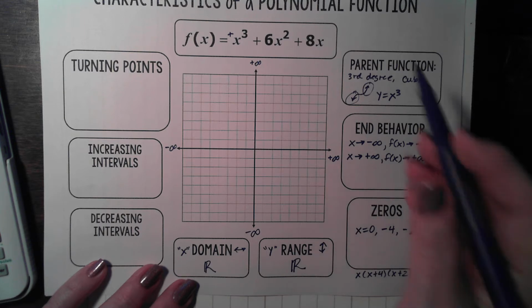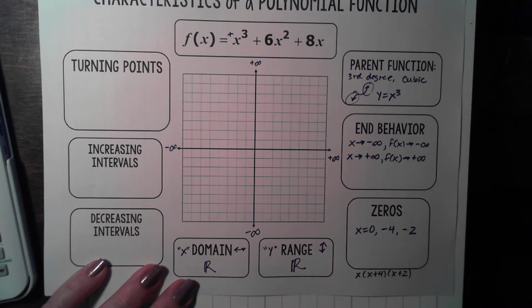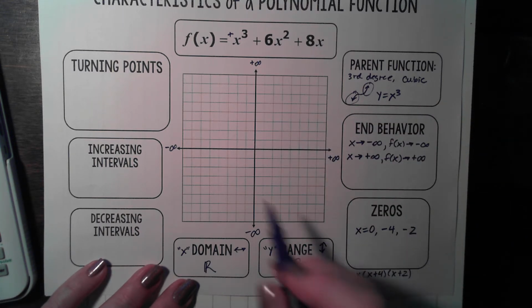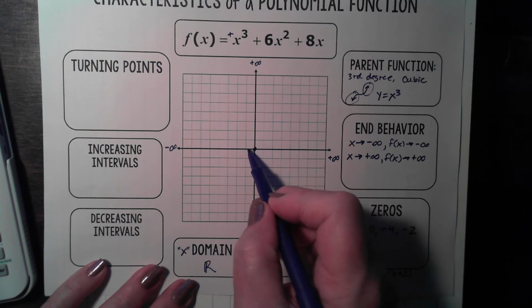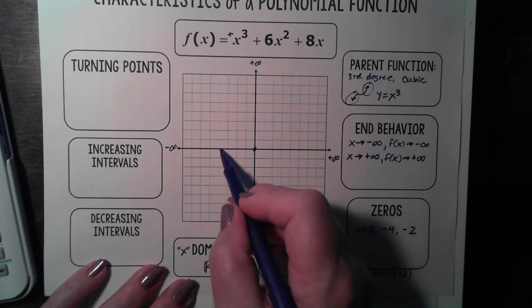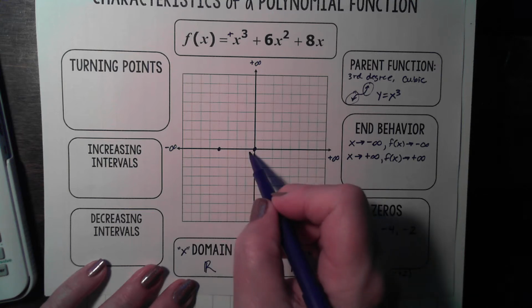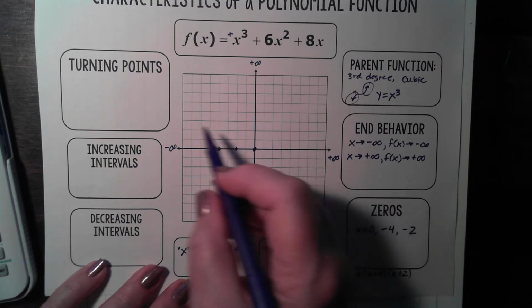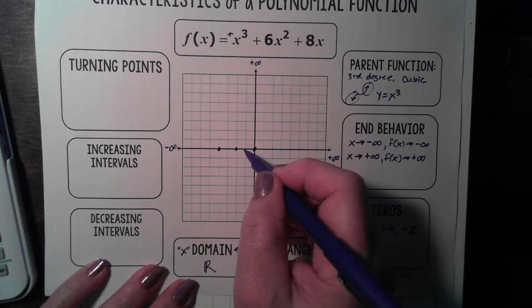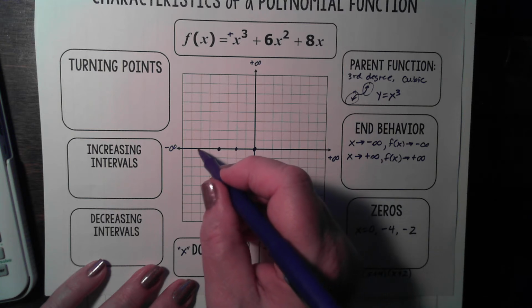And now we take this information and we put it on the graph to help us. And we say we have a 0 at 0. We have a 0 at negative 4. 1, 2, 3, 4. We have a 0 at negative 2. There should be a scale on here. I didn't put a scale. So 1, 2, 3, 4, 5, 6, 7.